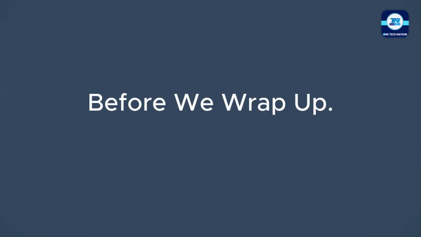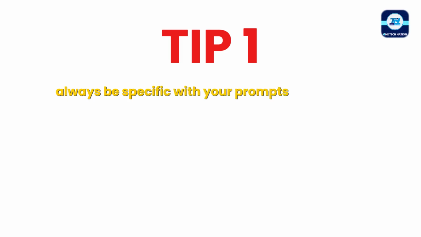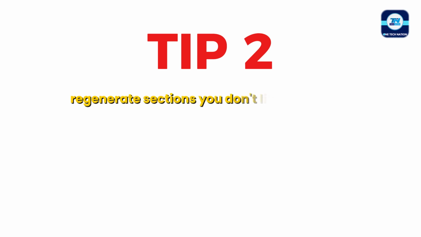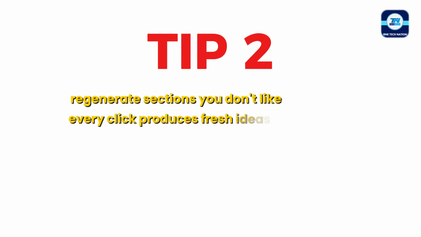Before we wrap up, here are some quick tips to help you get the most out of Edcafe AI. Tip 1. Always be specific with your prompts. Avoid vague entries like math lesson. Instead, try a 45-minute lesson on multiplying decimals for grade 5. Tip 2. Regenerate sections you don't like. Every click produces fresh ideas.